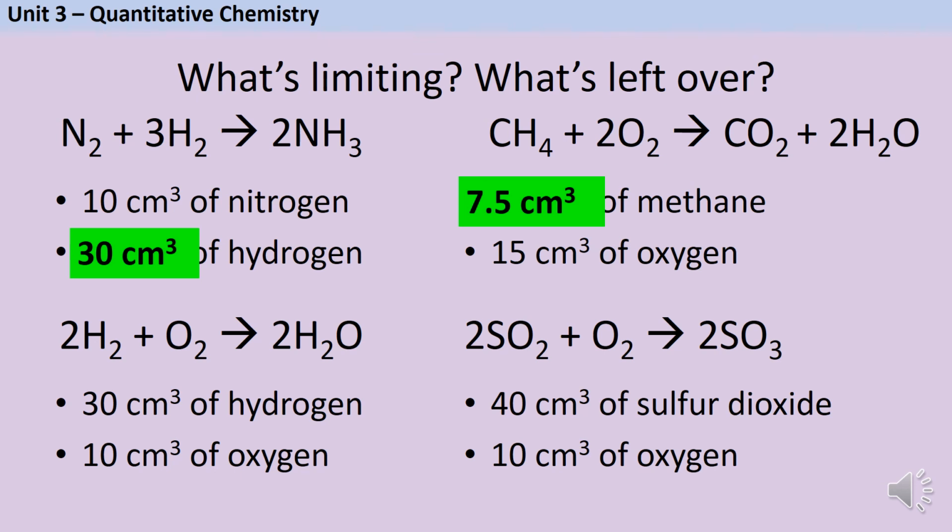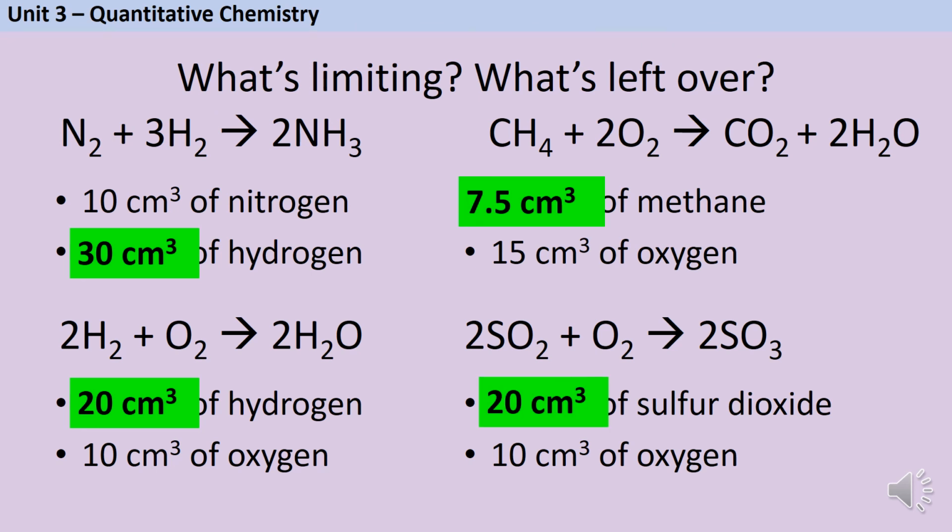Then if I look at question 3, I can see I've got that 2-to-1 ratio. So 30 centimetres cubed of hydrogen needs 15 centimetres cubed of oxygen to react with, and it hasn't got it. So the oxygen is the limiting one. 10 times 2 tells me that only 20 centimetres cubed of hydrogen will react. And then finally, I've got 40 centimetres cubed of sulfur dioxide, which could react with 20 centimetres cubed of oxygen, but I haven't got 20 centimetres cubed of oxygen. So oxygen is limiting. And actually, out of those 40 centimetres cubed of sulfur dioxide, only 20 centimetres cubed is going to react. Now, if I go back to my numbers, I can then work out what's left over in terms of a volume of gases.